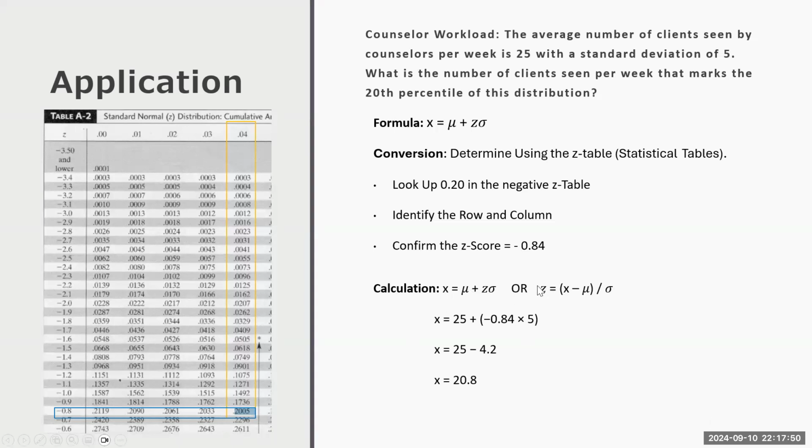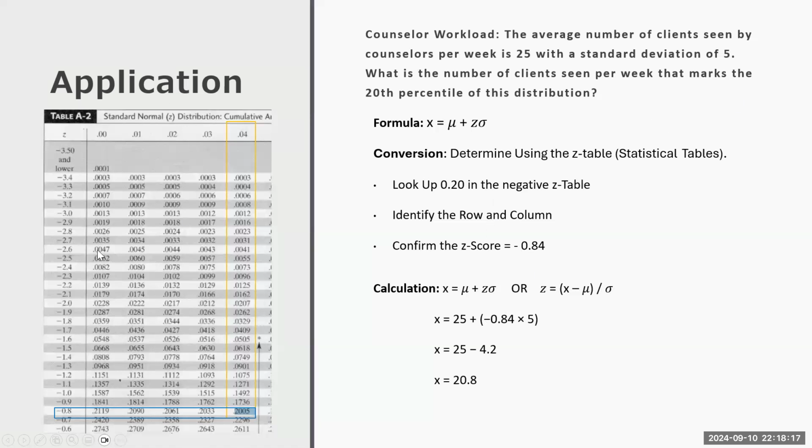So I just took z equals x minus mu divided by standard deviation, and I isolated the x. To do that, I had to multiply both sides by the standard deviation, which is how I got z times the standard deviation. And then I had to add mu, the population mean, to both sides, and that isolated my x, which is how I got this formula.